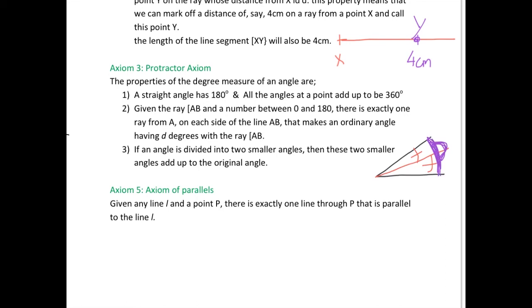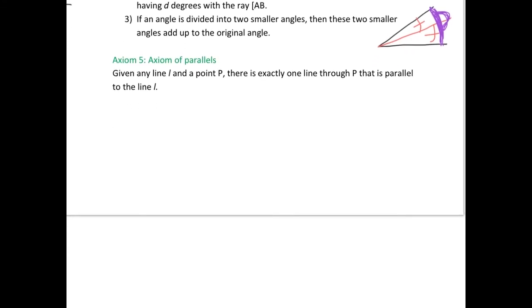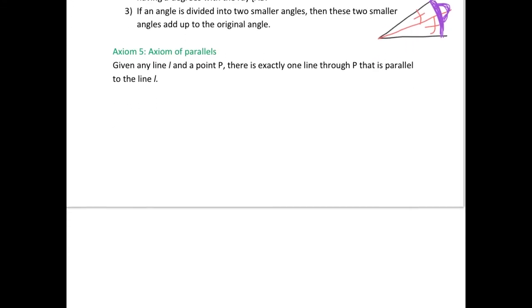The last axiom I'm just going to mention is the axiom of parallels. Given any line L and a point P, there is exactly one line through P that is parallel to the line L. So again, a picture helps here. If we have a line L, so this is our line L, and we have our point P, say it's here, then there's exactly one line that goes through P, which is parallel to L. So our point P, and this line here is parallel to our line L.